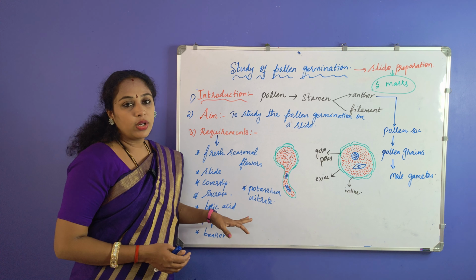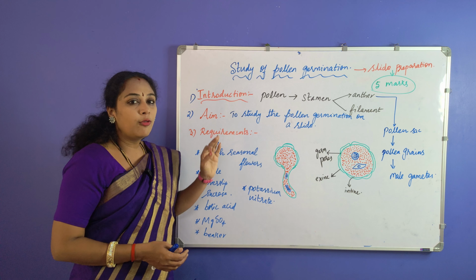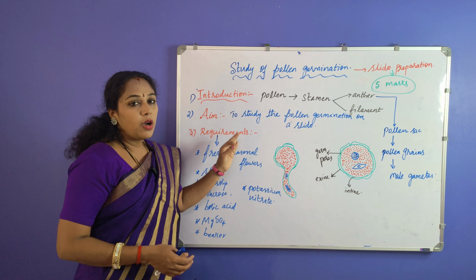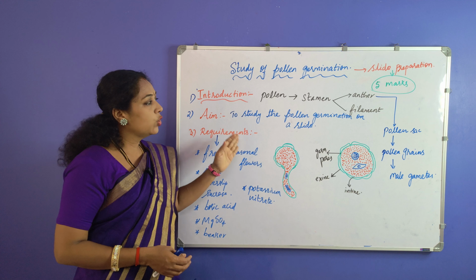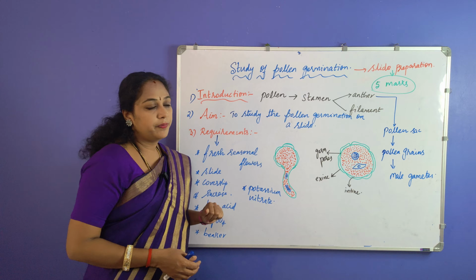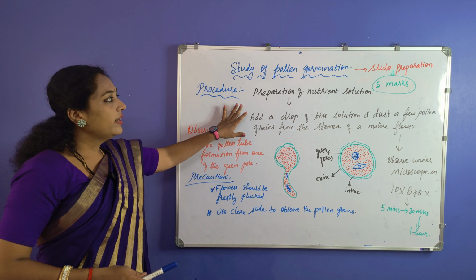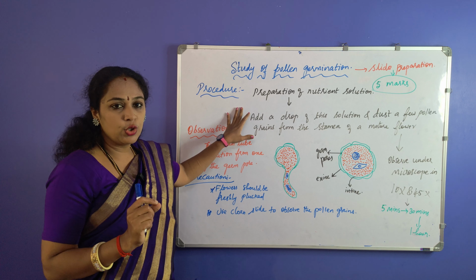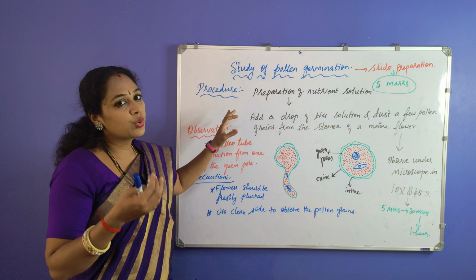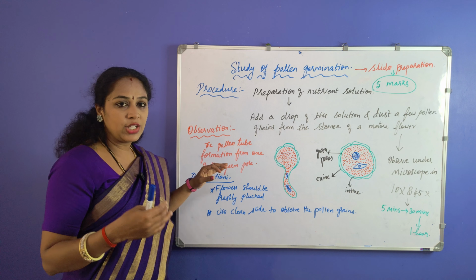Now next we will see the procedure employed, how you have to observe the pollen tube germination under the microscope. Now, what is the procedure employed? Already I have told you, we prepare a nutrient solution by using boric acid, sucrose, magnesium sulfate and potassium nitrate.